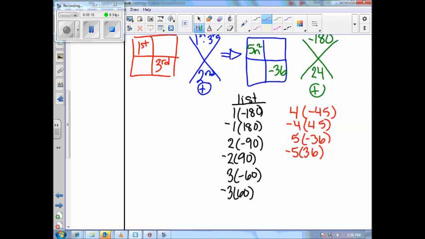And let's see how close we are. What's 4 plus negative 45? Negative 41. What's 5 plus negative 36? Negative 29. We're super close. We need 24. Positive 24.